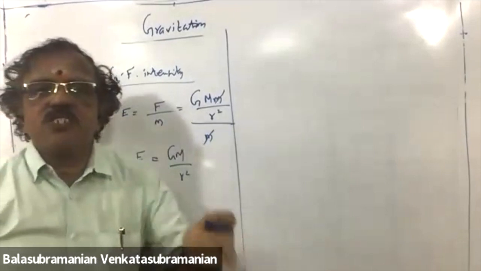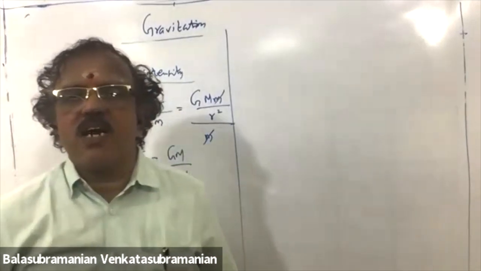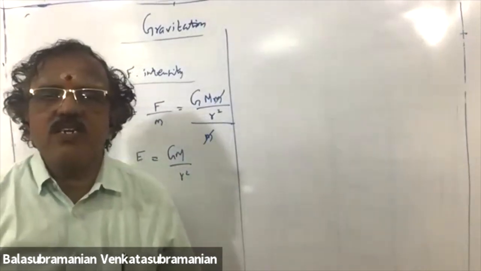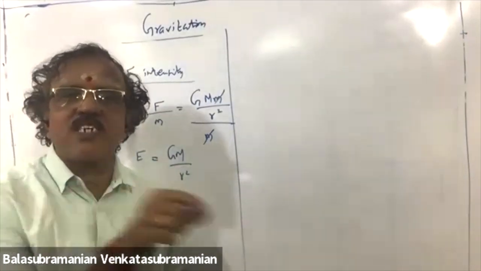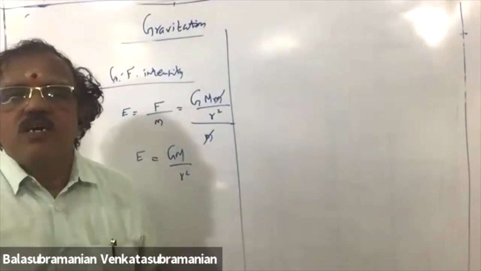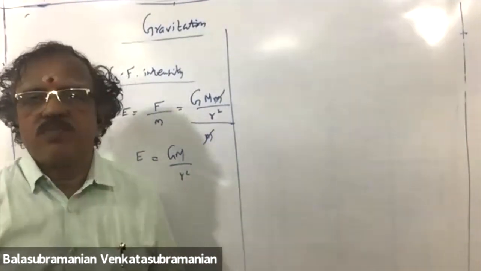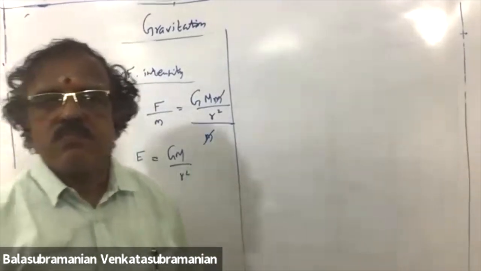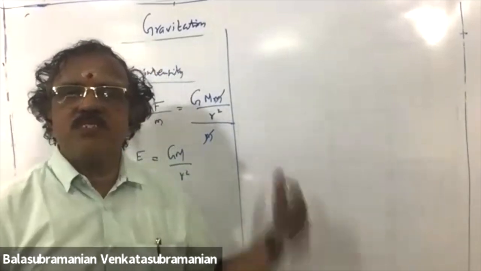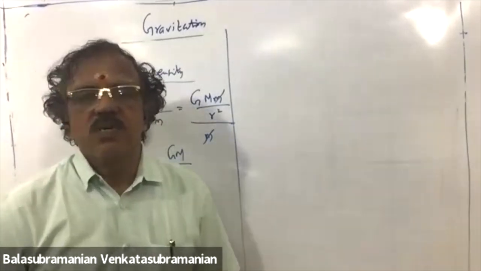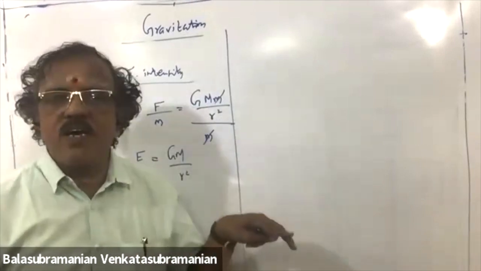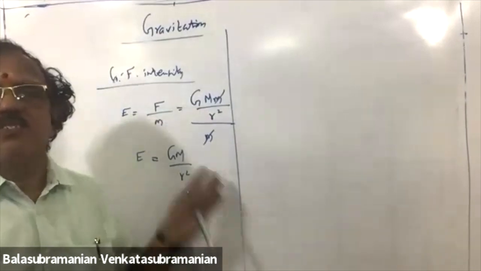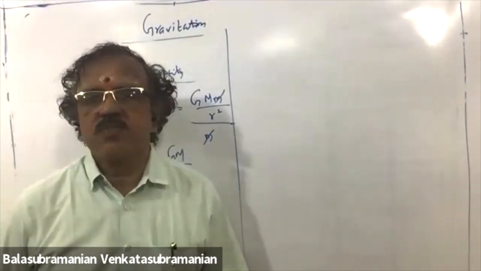Force by mass is called acceleration by Newton's second law. Yes, it is an acceleration. So gravitational field intensity is nothing but the acceleration produced on a freely falling body. On the surface of the earth it is replaced by g. Instead of small r, you put capital R, then it is a freely falling body, small g. So this is the acceleration produced by the body.